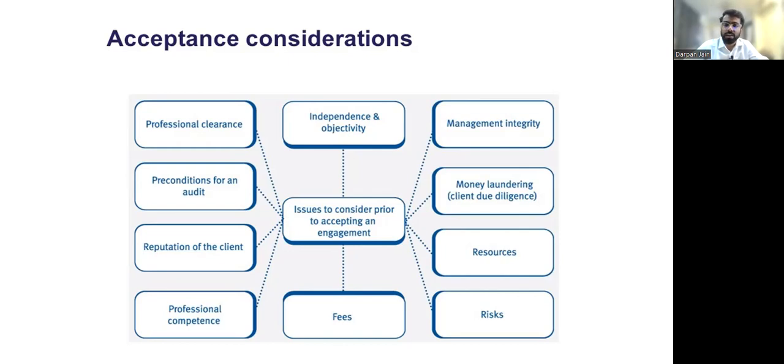Okay, great. That is professional clearance. Next, independence and objectivity. This we already know. We know what is independence. We know what is objectivity. Before accepting any engagement, you have to check whether you will be independent and whether you will be objective in this particular client work or not. Next, management integrity.